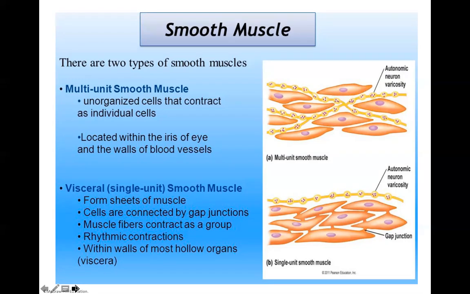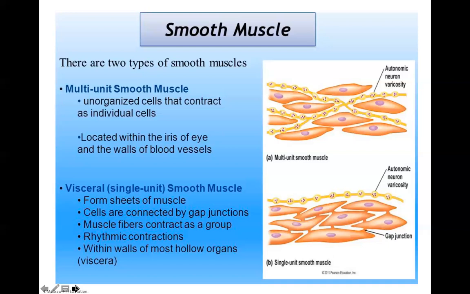They form sheets of muscle where the cells are connected by gap junctions. The muscle fibers can contract as a group because of these cytoplasmic connections. This results in rhythmic contractions, and these are found within the walls of most hollow organs, the viscera. That would be things like the intestines.